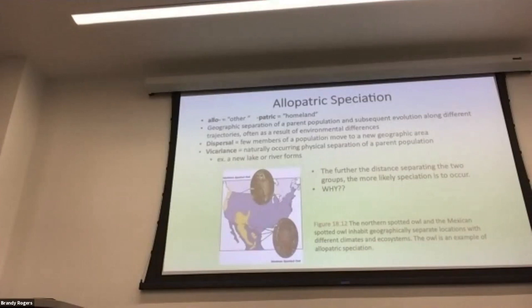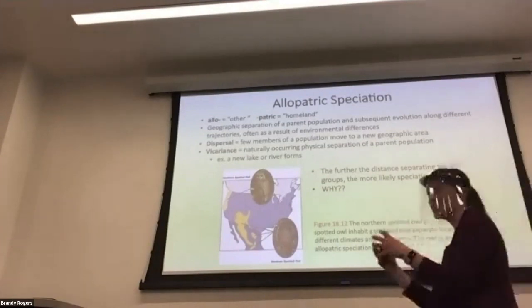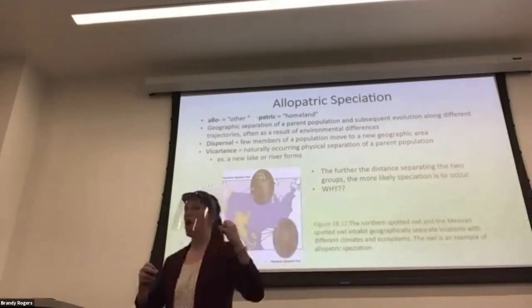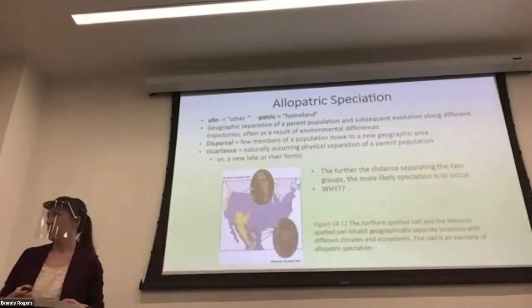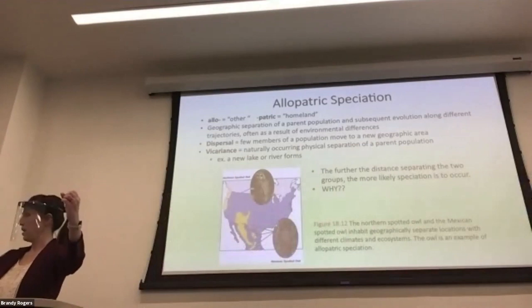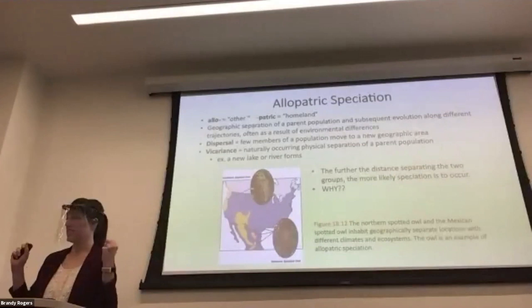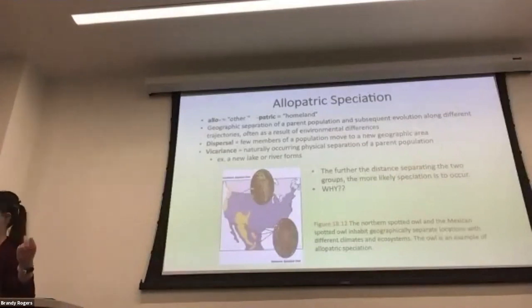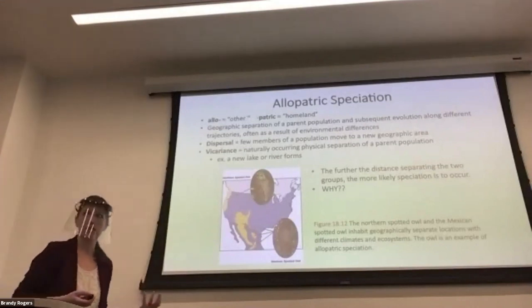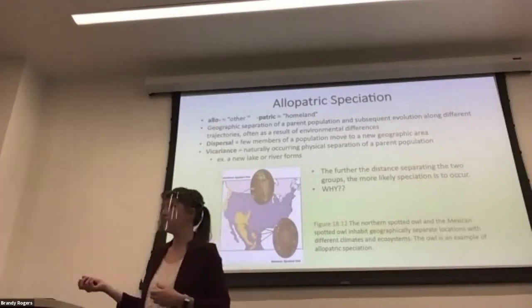Same homeland, exactly. So allopatric speciation occurs because a parent population, or that single population from which two new populations arise, are separated geographically. They go to two new homelands, okay, other homeland. So speciation occurs after a separation of that parent population, and then again, because of those different environmental conditions in those two new homelands, if you will, they evolve differently. They adapt to their new environment in different ways because they have different environmental pressures.